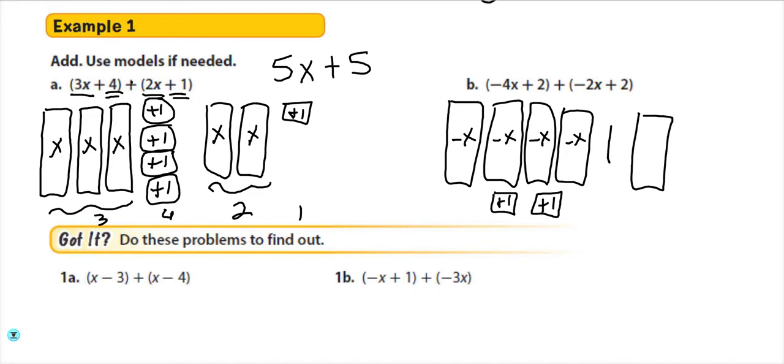So let's do a big plus sign here in the middle. I forgot that over here. Let's add that back. There should be a big plus sign in the middle. So plus, and we'll have a negative x here, a negative x here, and then we'll have 2 positive 1s.